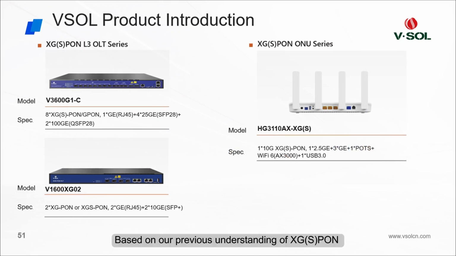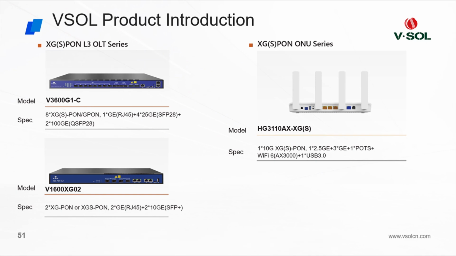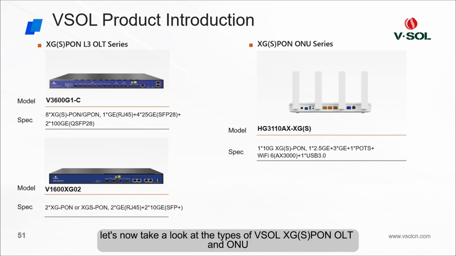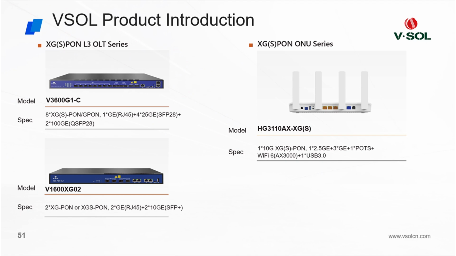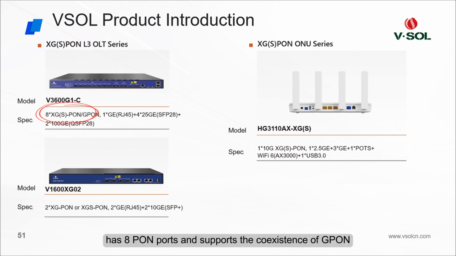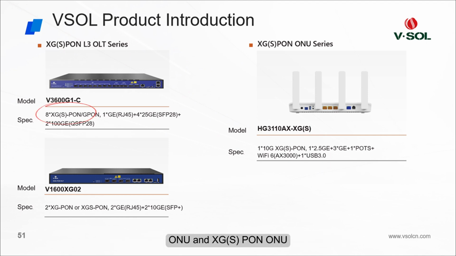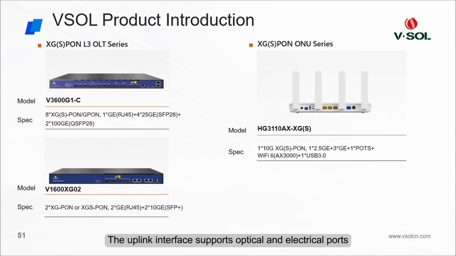Based on our previous understanding of XGS-PON, let's now take a look at the types of VSOL XGS-PON OLT and ONU. Both OLT devices, as shown in the figure, are Layer 3 OLTs. The first OLT has 8 PON ports and supports the coexistence of GPON ONU and XGS-PON ONU. The uplink interface supports optical and electrical ports, as well as gigabit and 10 gigabit SFP modules, and has 2 ports that can support up to 100G.